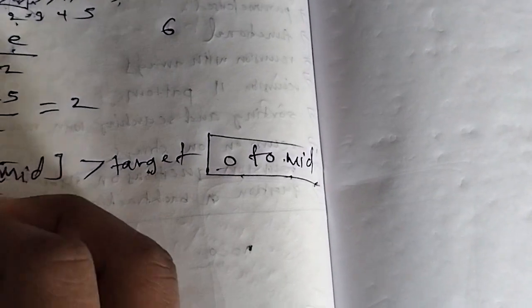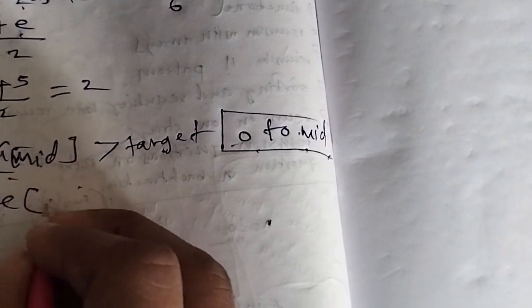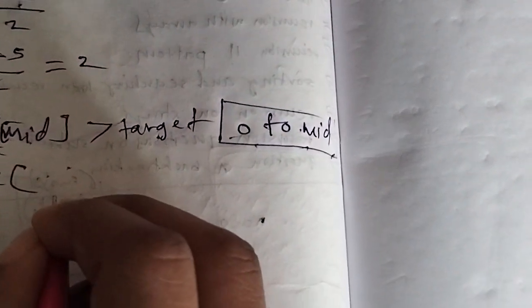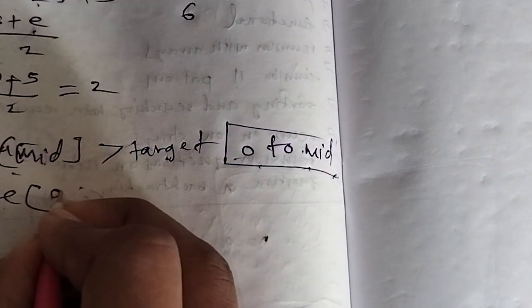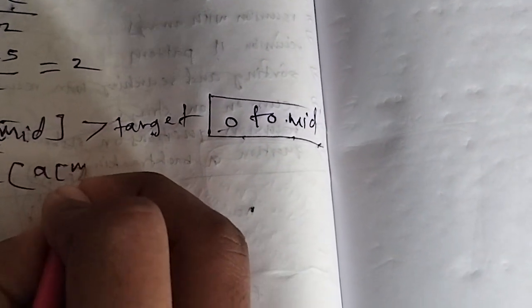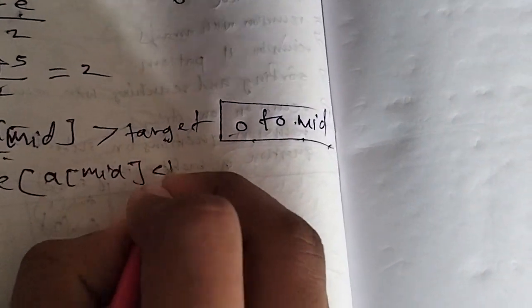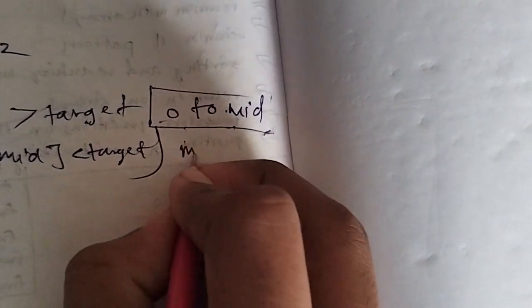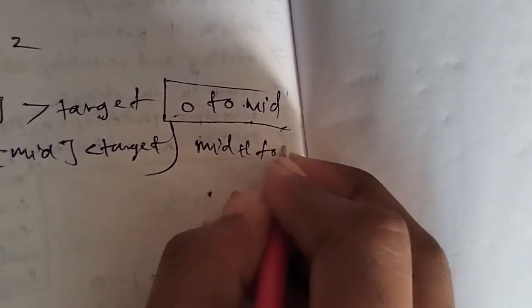Otherwise, what will be the most obvious case? If a of mid is less than the target, it would be in the range of mid plus 1 to n.